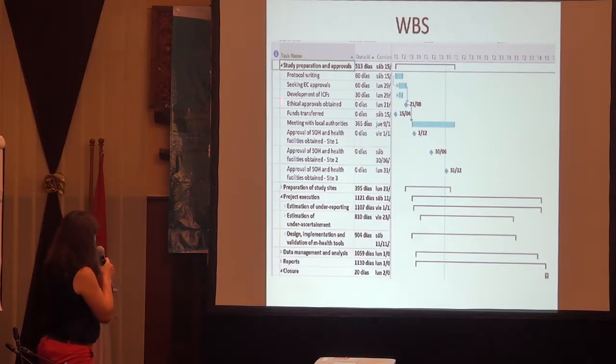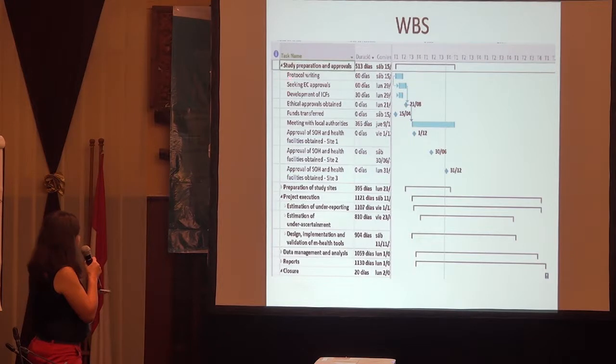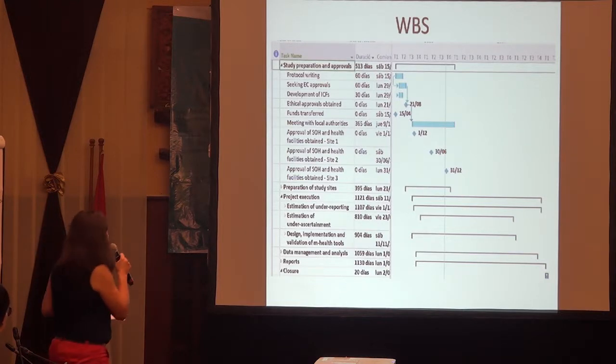Then if we split each of them, we are not going to show all the details, but some examples. So for the first, for example, we have the protocol writing, and here we have it in trimesters. So seeking approvals from the IRB, development of the informed consents. We also have the milestones, which are these diamonds.